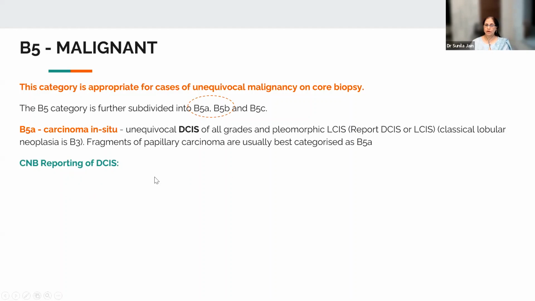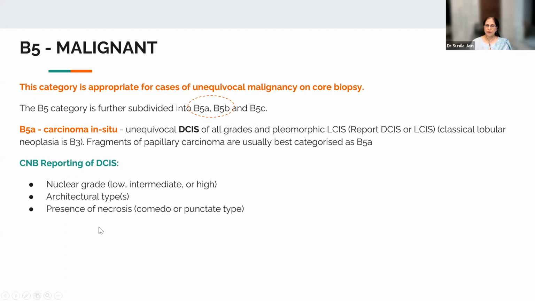So CNB reporting of DCIS should include all of these in the report: nuclear grade, architectural type, presence of necrosis, and microcalcifications, if any.